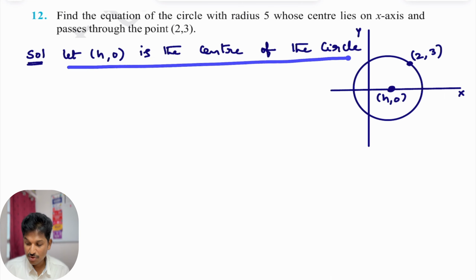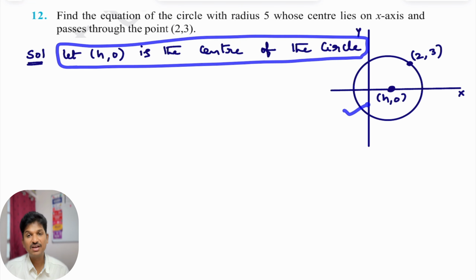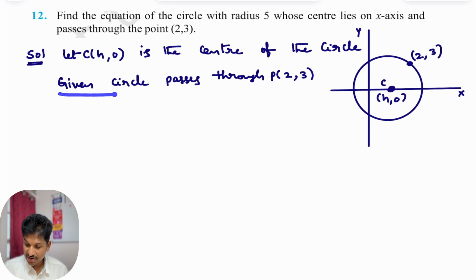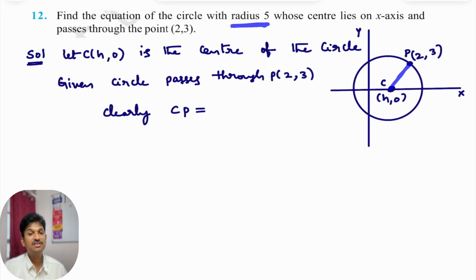First, you take (h, 0) as the center of the required circle. You want to find the circle equation. For that circle, you take (h, 0) as the center. Why (h, 0)? Because the center lies on the x-axis. When the center lies on the x-axis, its y coordinate is 0. Okay. And I'll name this center as C. They have given that the circle passes through the point (2, 3). That point I took as P. Clearly, what is this CP? CP is the radius. In the question they have given that the required circle's radius is 5 units. That means CP is 5. Now square this on both sides. What will you get? CP square equal to 25.